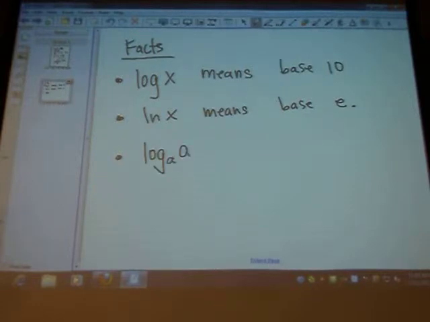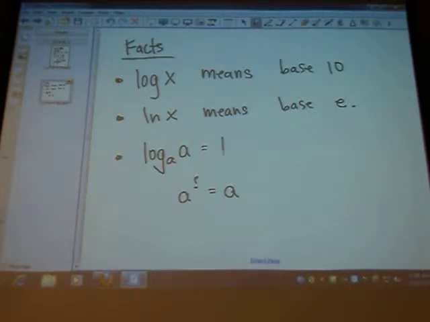What if I ask you for log base a of a, where a is any number? It can be 10, it can be whatever number you want. But think about this: log base a of a. What would that have to be equal to? What is it asking you? a to what power equals a? That'd be 1.